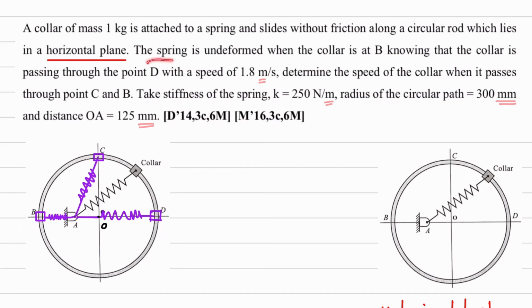We'll read the question. The spring is undeformed when the collar is at B. So when the collar is at B, this is the diagram given in the question. When the collar position is like this, the spring will be like this. In that case, the spring is undeformed, meaning it is unstretched. Knowing that the collar passes through point D with a speed of 1.8 meter per second. So at point D, what is the speed? 1.8 meter per second. Determine the speed of the collar when it passes through point C and B.